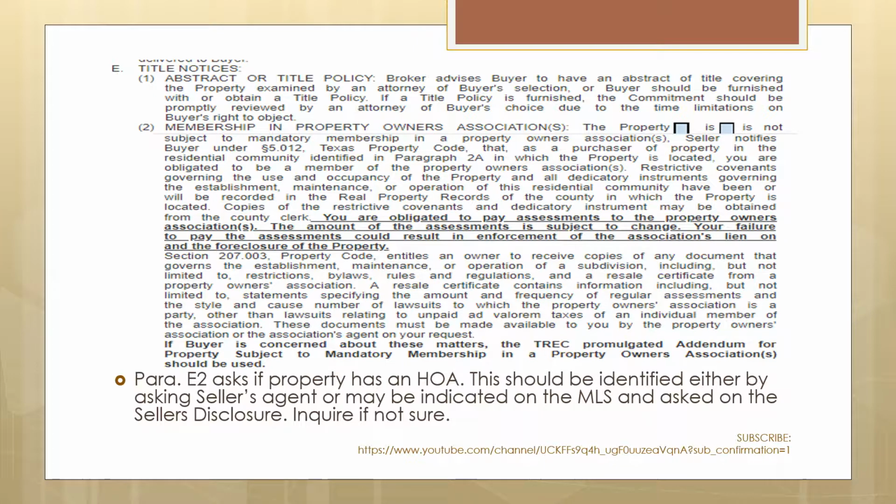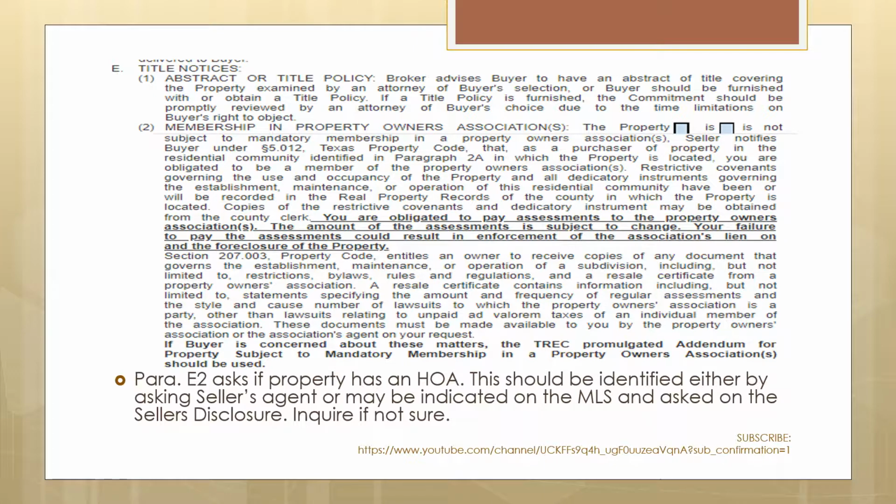Now, if you're not sure whether the property has an HOA, there's a couple of ways that you can check. You obviously ask the seller's agent. It could be indicated on the MLS, or it could be on the seller's disclosure. If you're not sure, make sure you inquire. Because if it's found out that there is an HOA, you're going to have to get a resale certificate, which basically the HOA is saying to the title company, they don't owe us any money or fees, etc. It is clear to go. You can proceed with the sale.